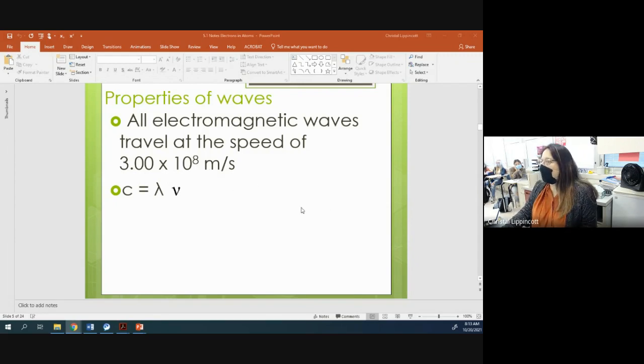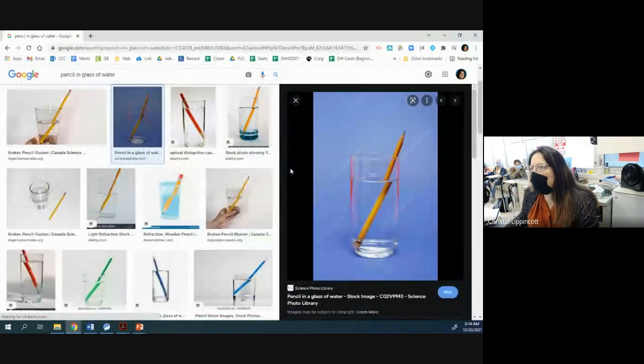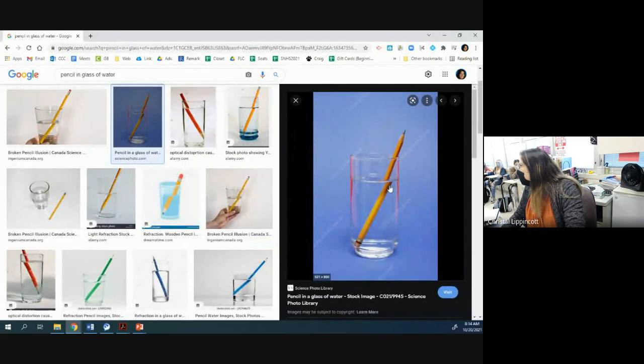So for example, have you ever looked down into a pool and it looks like it's shallower than it actually is? You know, it's that depth perception. It's weird. Or have you ever seen a pencil in a glass of water? The pencil looks like it's broken, even though it's not.